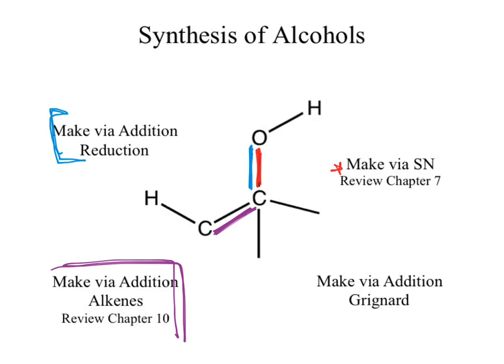The last one is made via addition with a special reagent known as a Grignard reagent. That is actually focused back around that blue pi bond again. Okay? So let's take a look at some of these in a little bit of detail.